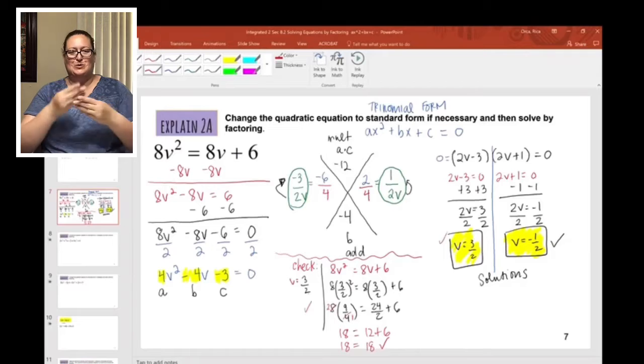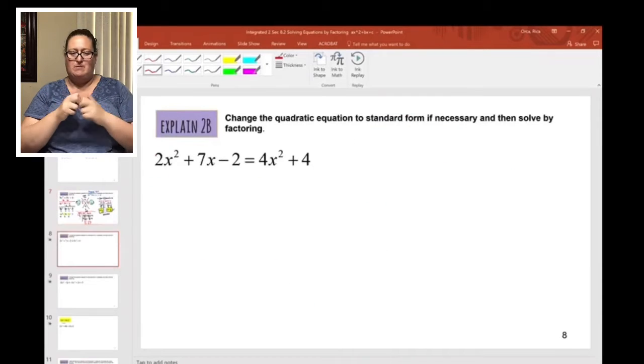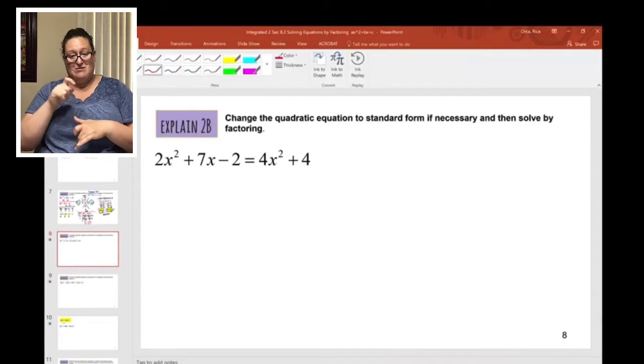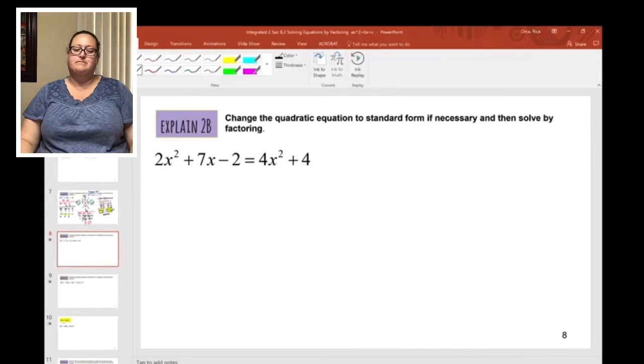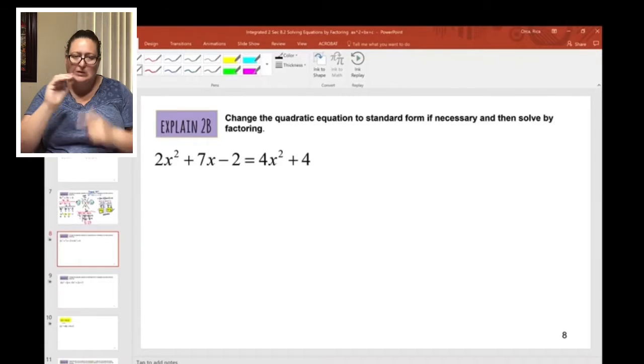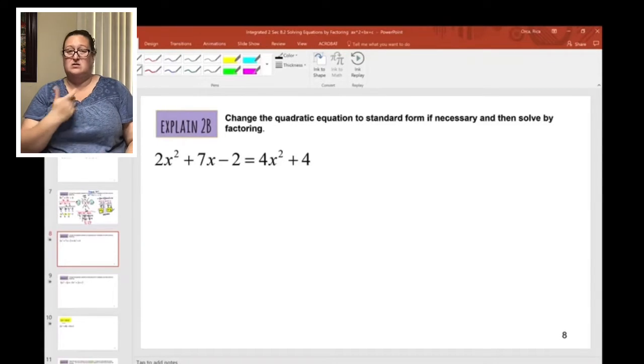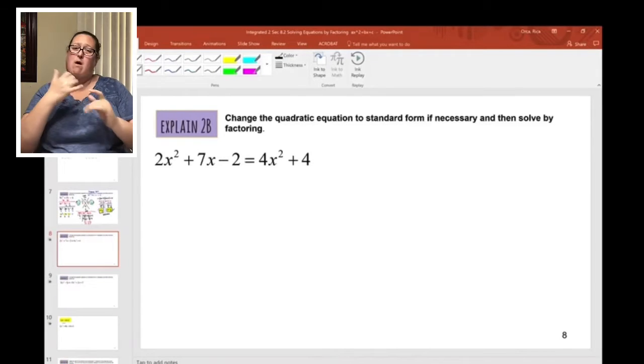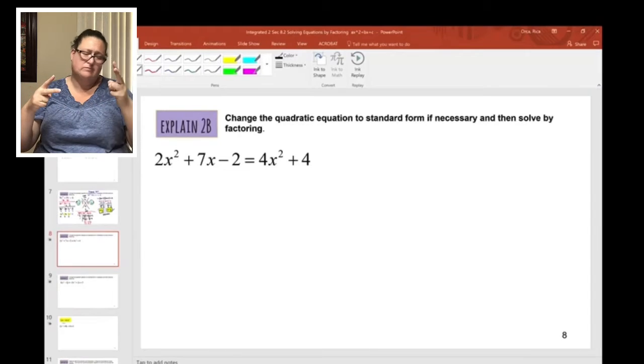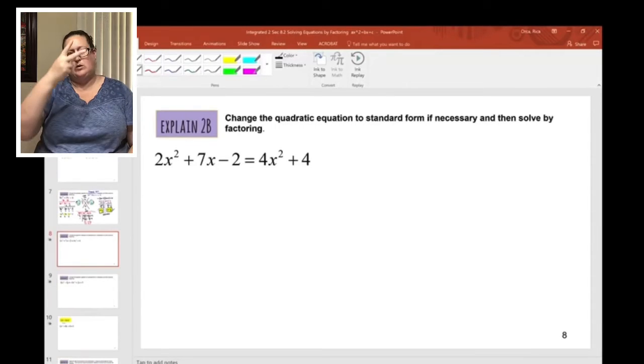Let's do one more problem. Explain 2b. Change the quadratic equation to standard form if necessary, and then solve by factoring. So like I said, we want to rewrite this in trinomial form. We want to make sure that the equation is equal to 0. And in this case, it's not. So let's go ahead and rewrite it. I want to keep my leading coefficient positive, so instead of subtracting the 4x squared to both sides, I'll go ahead and subtract the 2x squared to both sides.